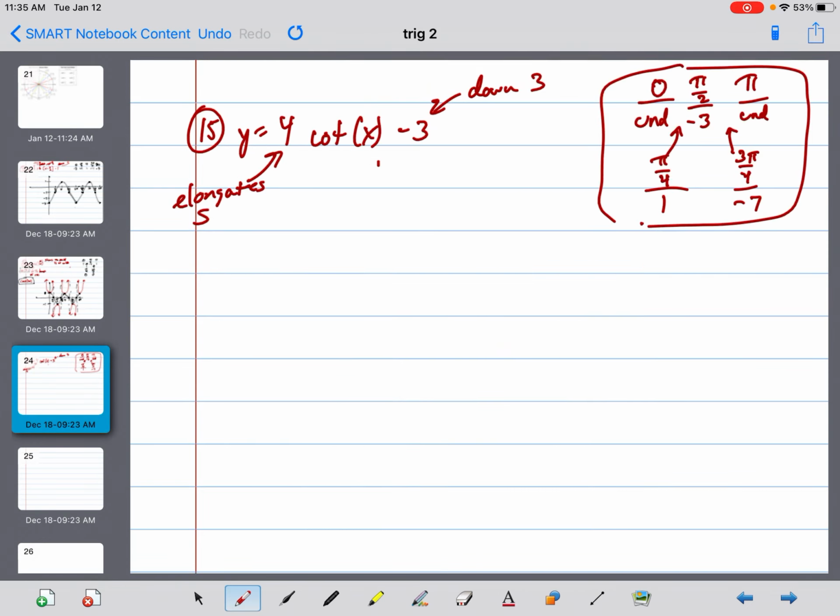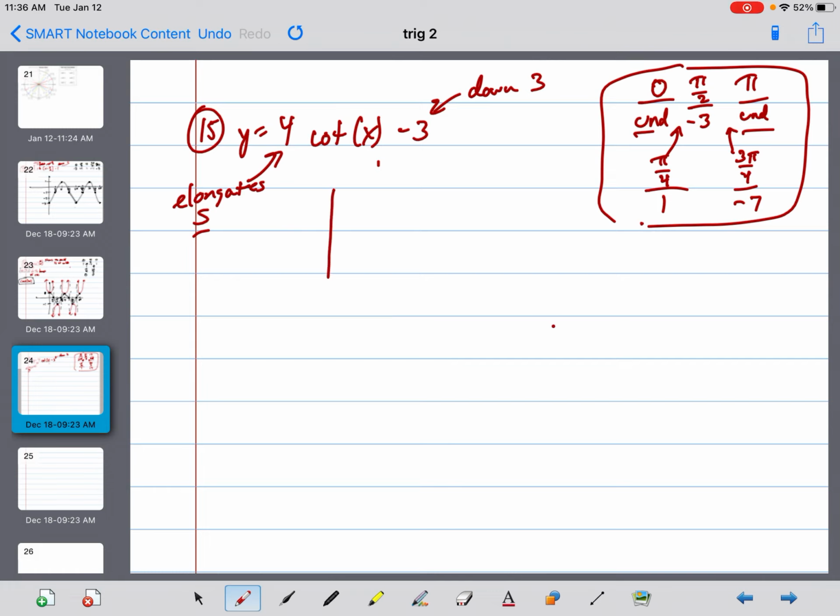All right, last one, last graph one, cotangent. And these are a bunch of S shapes. The 4 is going to make it elongated a little bit. The -3 shifts everything down 3. All right, so here's how the S shapes are going to look. I've already done some things and found where the asymptotes are, where cotangent is undefined, at 0 and at pi. And then we'll get some S shapes drawn in here.